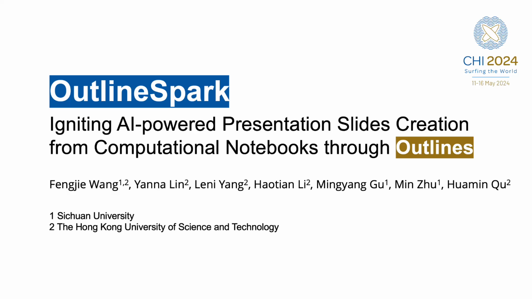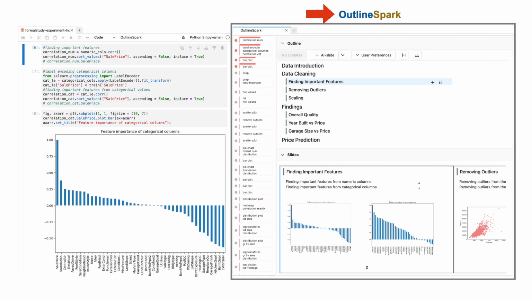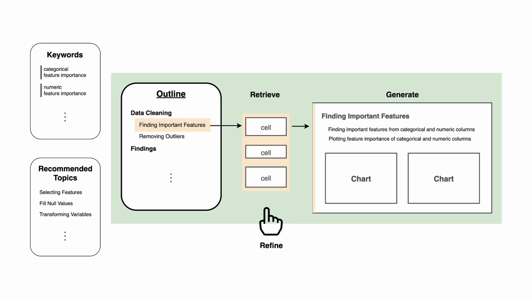In this video, we present OutlineSpark, an interactive and AI-powered Jupyter Lab plugin designed to facilitate the creation of presentation slides from computational notebooks using outlines. To facilitate the outline writing process, OutlineSpark provides a visual summary of the notebook by relevant keywords and recommends topics based on the notebook content. Upon receiving the outline, the tool automatically retrieves relevant notebook cells based on the outline and converts them into slide content. The tool also provides intuitive interactions that allow users to further refine and customize the generated slides.